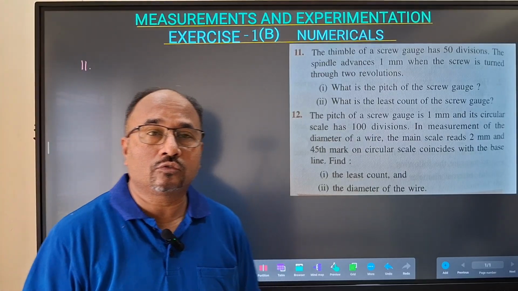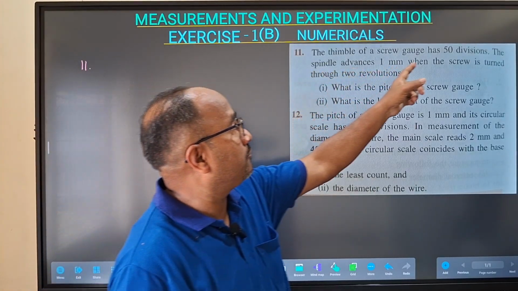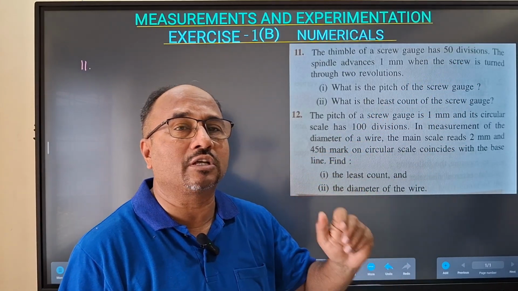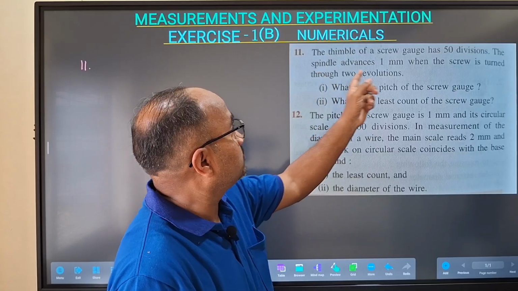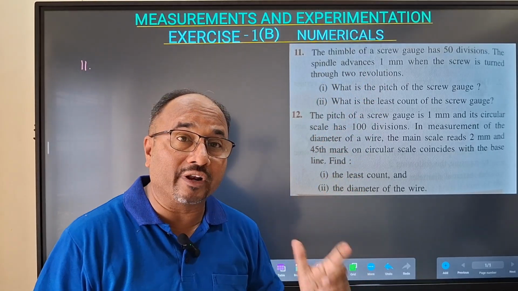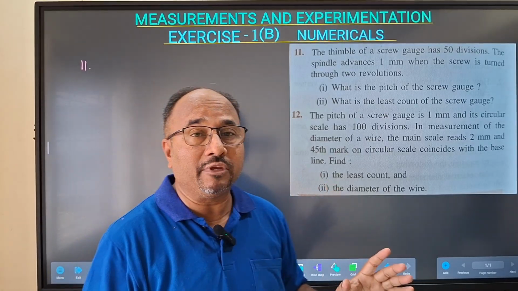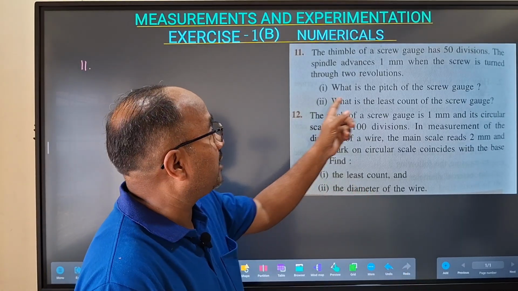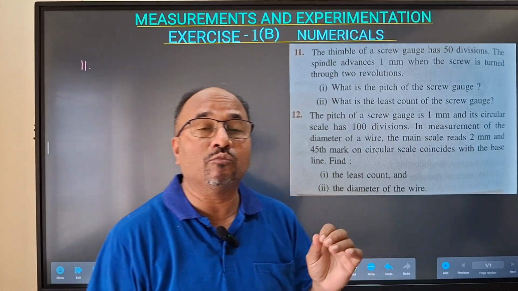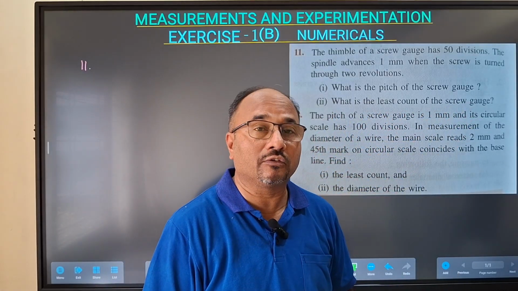Now we move to question number 11, which is again based on screw gauge. It says the thimble of a screw has 50 divisions. Thimble has 50 divisions means the number of circular divisions is 50. The spindle advances 1 millimeter when the screw is turned through 2 revolutions. So if 2 rounds are taken, it is moving by 1 millimeter. This is the information. And what is the pitch of the screw? Remember, the pitch of the screw is the distance it will move in one revolution. Then we have to find the least count of the screw gauge.